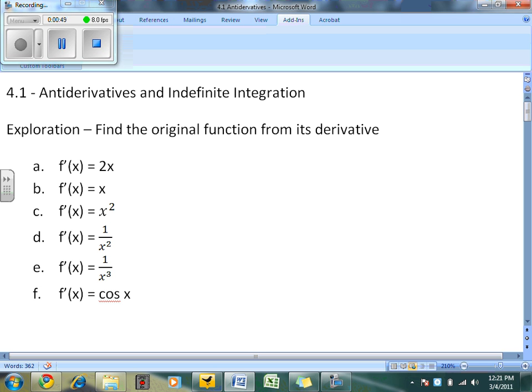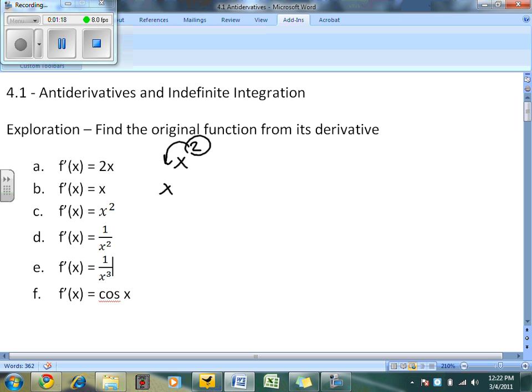So now that you've thought about that for a second, hopefully you came up with, all right, when we take a derivative, we bring our power down and then decrease the power by 1. So our function would have had to be x squared, because we bring our power down and decrease it by 1 to get 2x as our derivative.